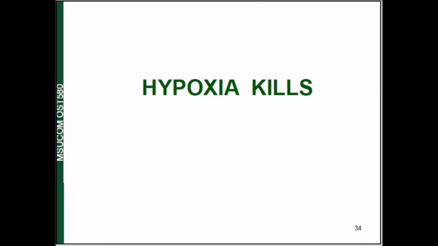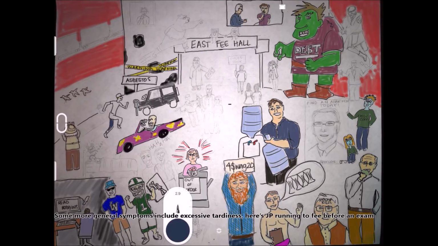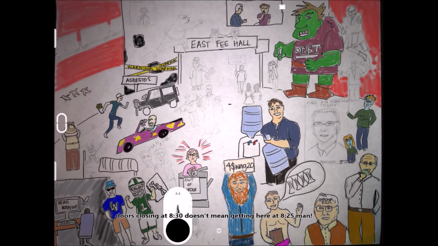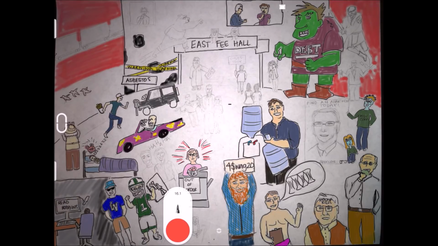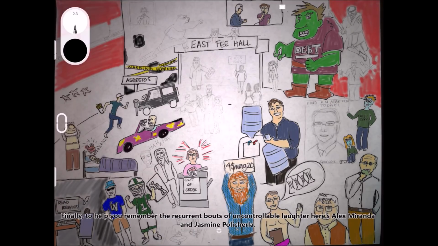References to follow. Some more general symptoms include excessive tardiness. Here's JP running to Fee before an exam. Doors closing at 8:30 doesn't mean getting here at 8:25, man. And is that Mo? Somebody call him. He's sleeping through another alarm. Finally, to help you remember the recurrent bouts of uncontrollable laughter, here's Alex Miranda and Jasmine Polachero.